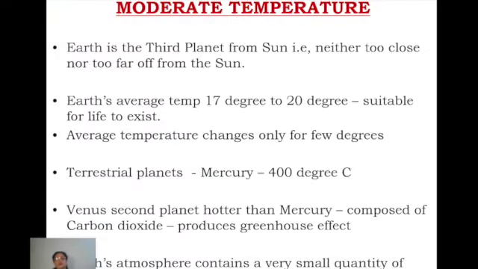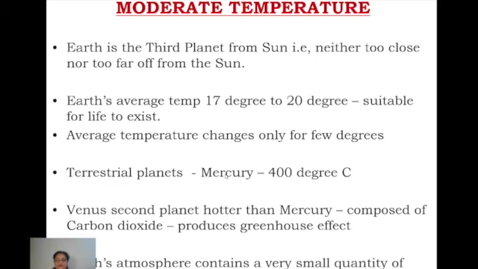Now, when we talk about moderate temperature, Earth, as you have seen in the earlier picture, is the third planet from Sun, right? Neither too close nor too far off. So its average temperature on Earth is between 17 to 20 degrees, which is suitable for all the living beings altogether. So average temperature changes only for a few degrees.